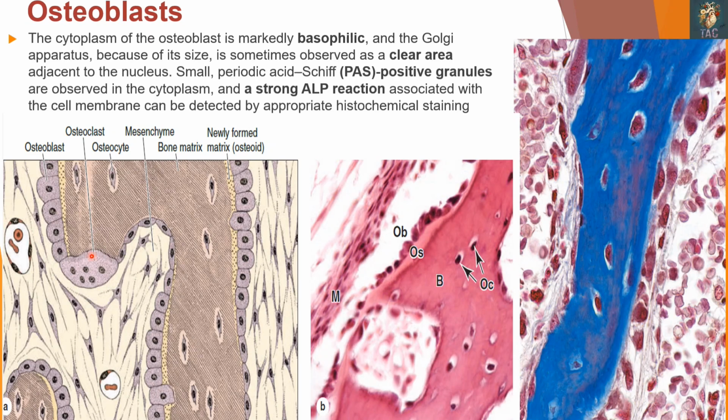So the cytoplasm of the osteoblast is markedly basophilic. This is a very important point again. It contains Golgi apparatus, and because of its size it is sometimes observed as a clear area adjacent to the nucleus. So on electron microscopy you can see that these are basophilic cells with a clear area around the nucleus. They have PAS positive granules in the cytoplasm, and a strong alkaline phosphatase reaction associated with the cell membrane can be detected by appropriate histochemical staining.